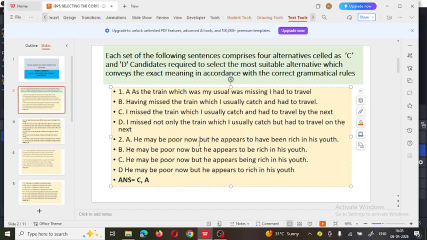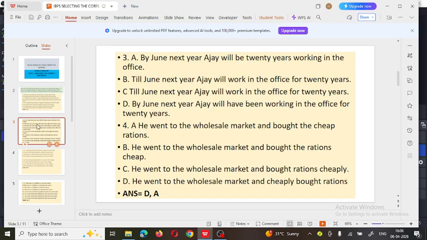He may be poor now, but he appears to have been rich. So for some period in his youth, he appears to have been rich. So that is the correct sentence. So in the second question, only option A is correct. Next one.